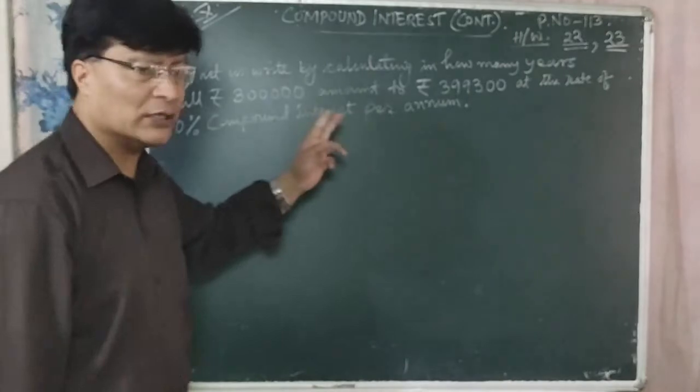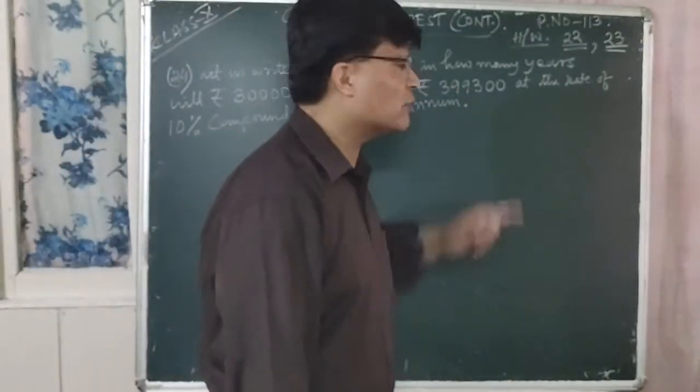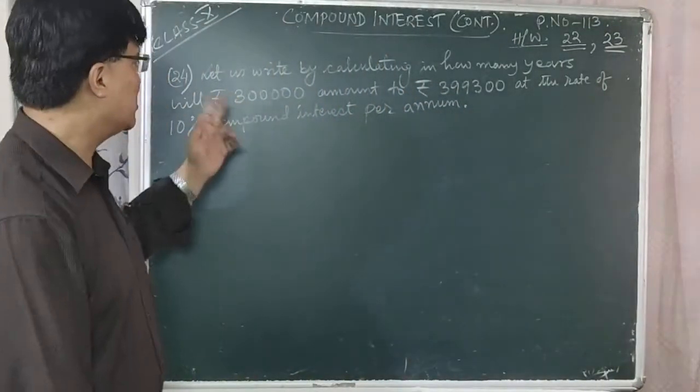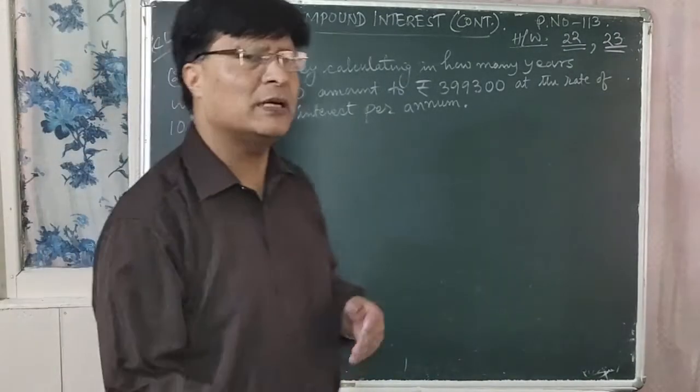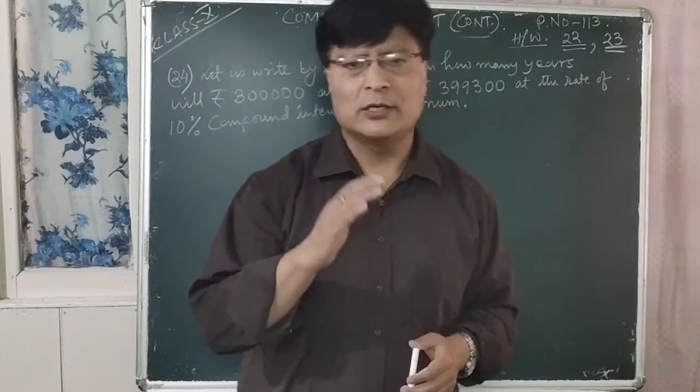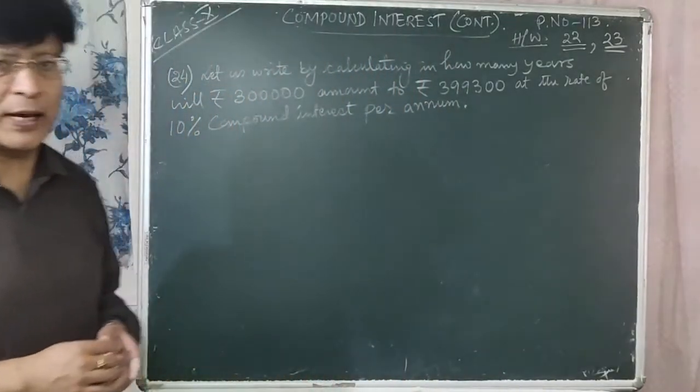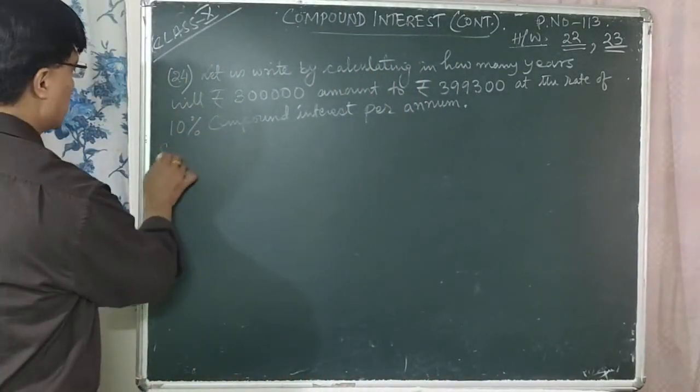So what is the amount here? It is 3,99,300. That is your amount. Which is the principal? 3 lakhs is the principal. And what is the rate of compound interest per annum? 10%. Okay. So here the time is required. Now let's do the solution.